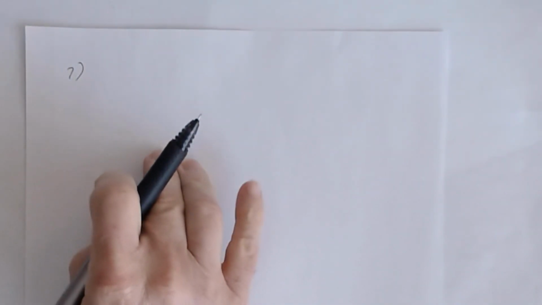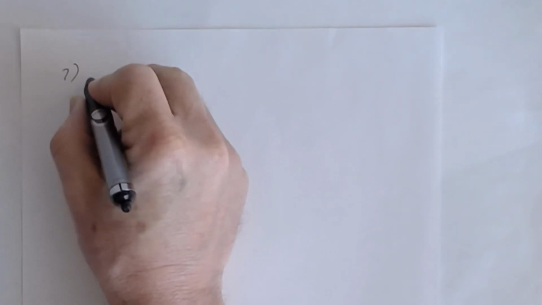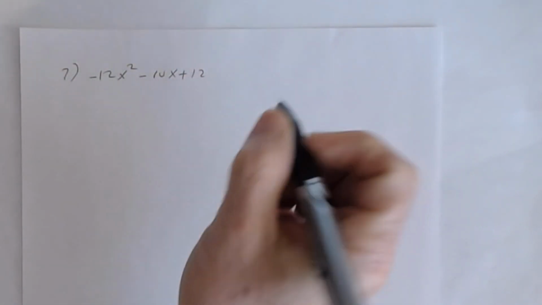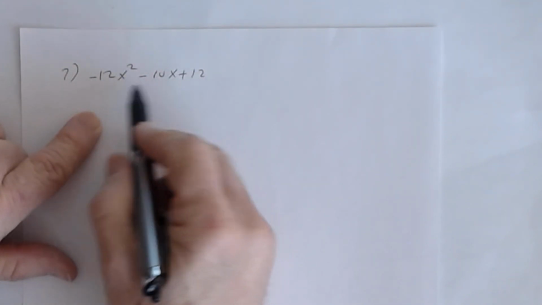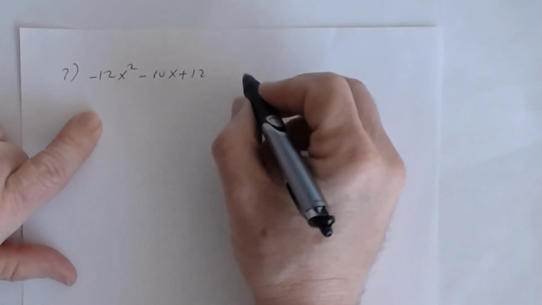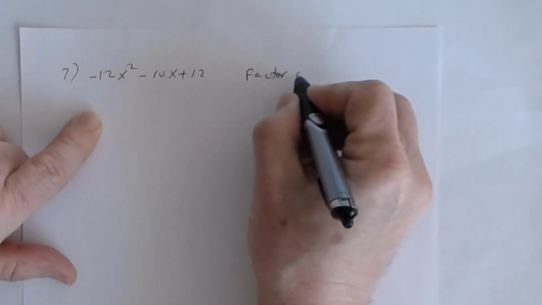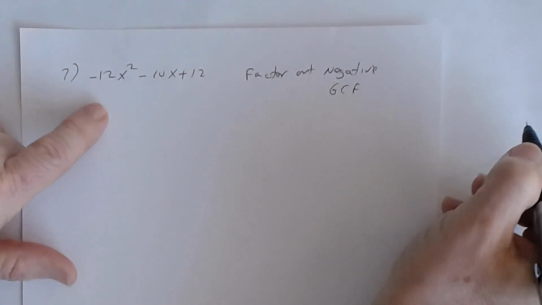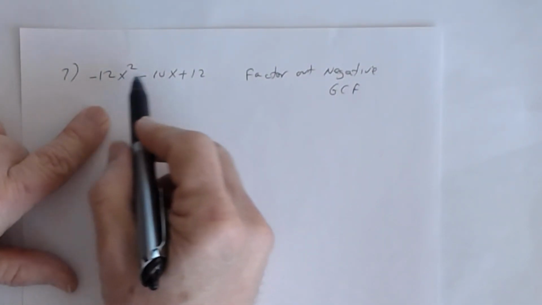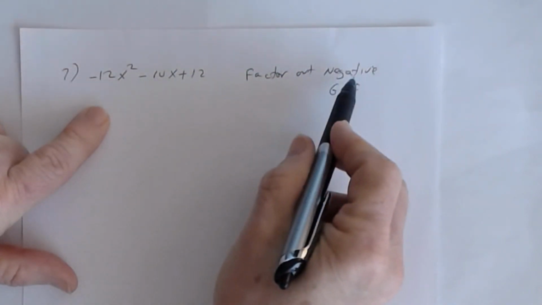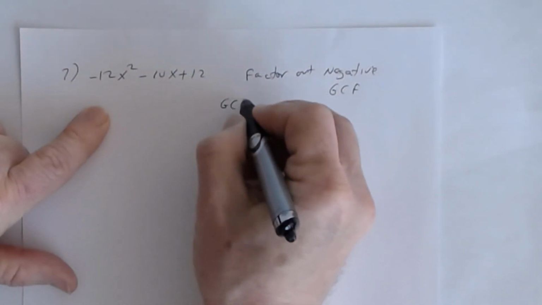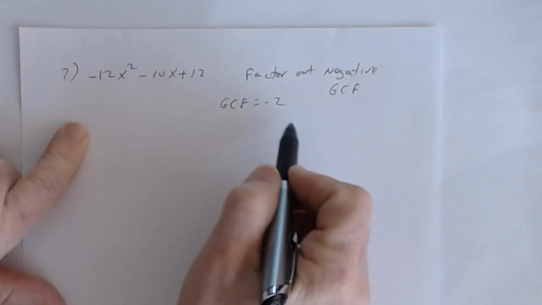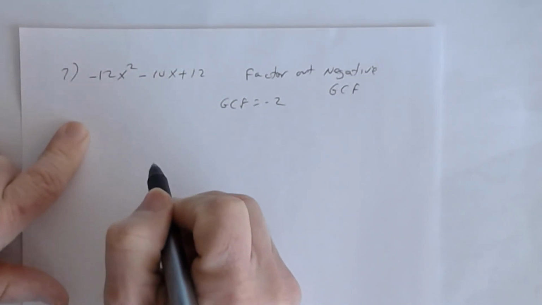All right, let's suppose we had, now I'm going to write it out. I'm going to put negative 12x squared minus 10x plus 12. Now, see, this is negative right here, right? It's in descending order. The coefficient of x squared is negative. The directions will say something like this: factor out a negative GCF. Okay, so factor out a negative GCF. So notice the GCF of these 3 terms is going to be a negative 2. So whenever the coefficient of x squared is negative, factor out a negative GCF. It makes things a lot easier for you.